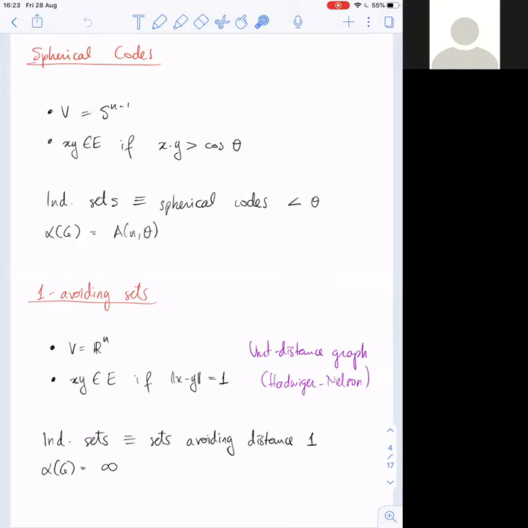And this is actually related to the question that I posed here, which is what is the independence number of this graph? Of course, independent sets correspond to sets that avoid distance 1. We say that they don't include points at distance 1. And the independence number is actually infinite, because you can have sets of actually infinite measure that don't have points at distance 1.